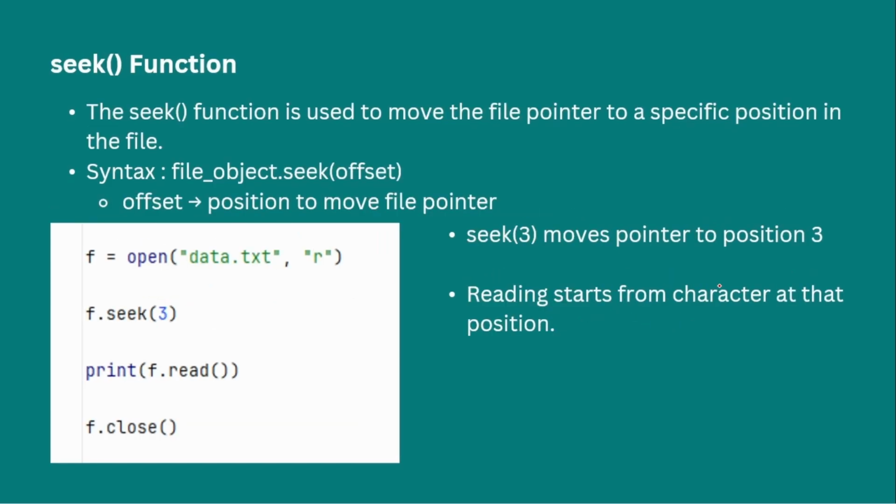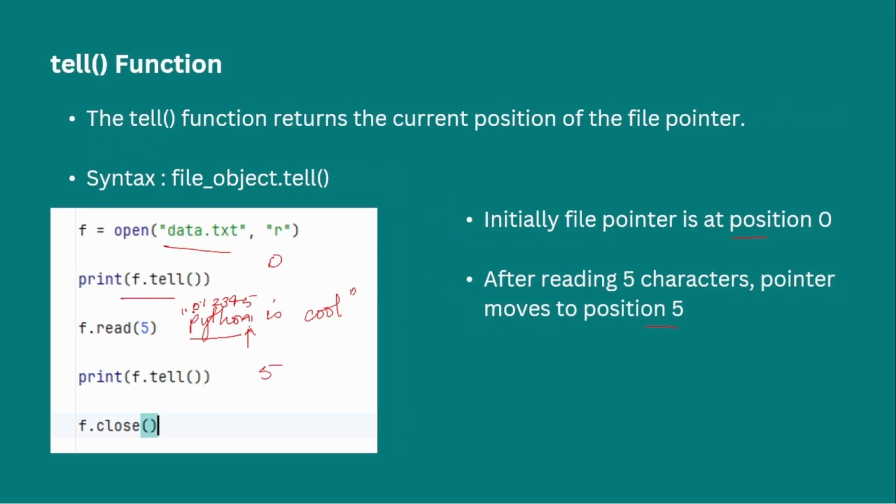Now the seek function is used to move the file pointer to a specific position in the file. Syntax: fileobject.seek(offset), the position to move the file object to. So using seek we can move to a specified point. Like when we open data.txt in read mode, initially the file pointer is at position 0. Now when we say f.seek(3), seek moves the pointer to position 3, and then when we read, we will be reading from that position 3.